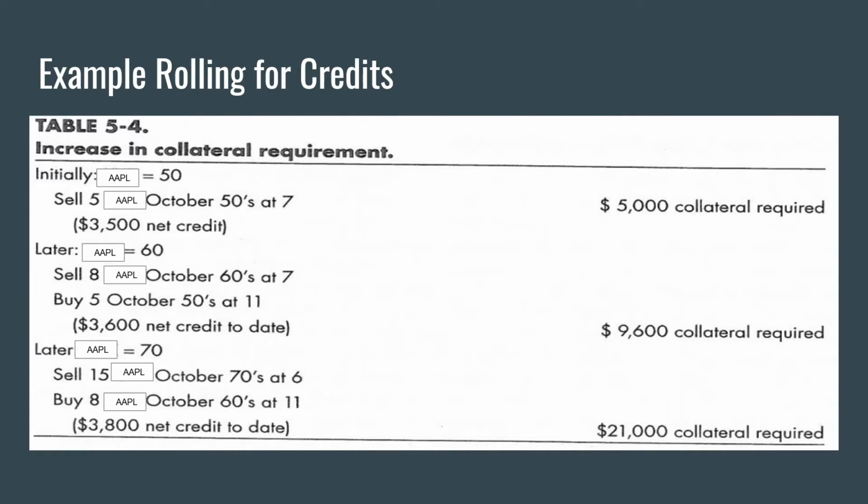Rolling for credits, the only downside to the strategy is that over time we have to increase the collateral requirement. As you can tell from our table 5.4, we first start off with an initial $5,000 collateral required, then it increases to $9,600, and then to $21,000 collateral required. This shows that even if we make a small profit in the long run, it takes a large amount of collateral to make sure that we execute this strategy correctly.